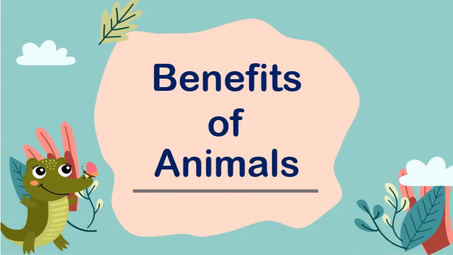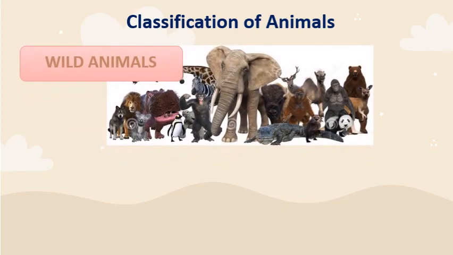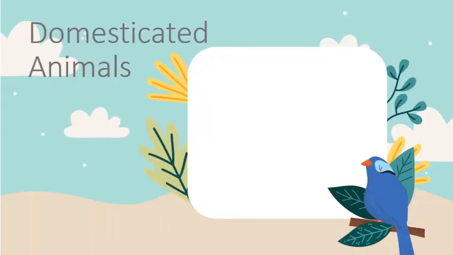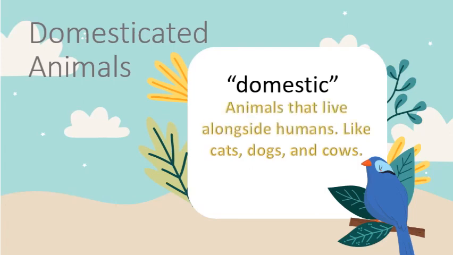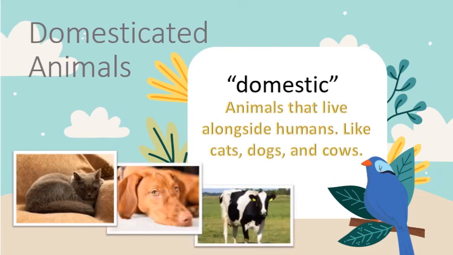Benefits of animals. Animals can be classified into two. We have wild animals and pets or domestic animals. Domesticated animals, from the word domestic, are the animals that live alongside humans, like cats, dogs, and cows.